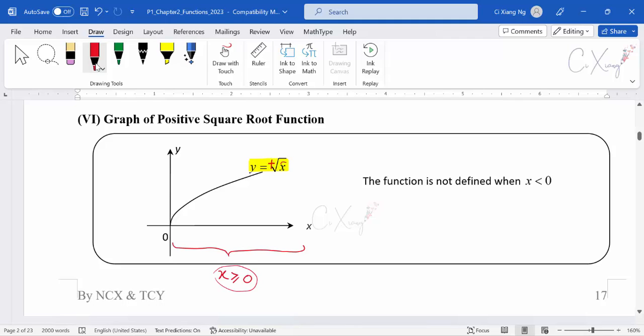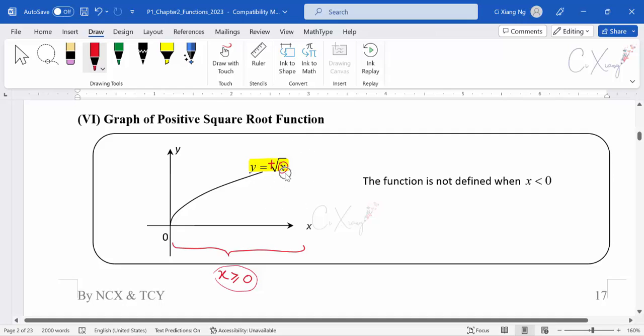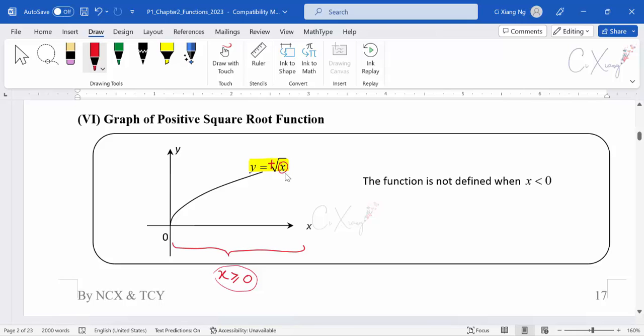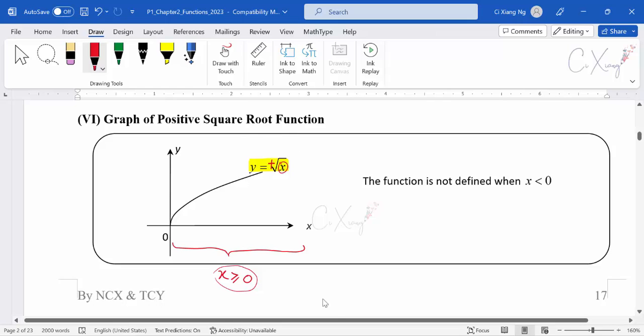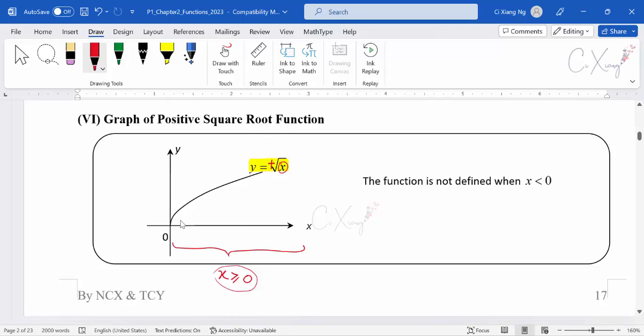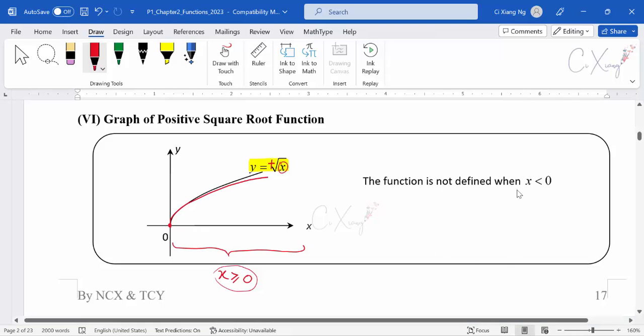If you put the value inside here, then only you get a value for the square root function. If, let's say, your x is negative, when you put it inside the function, then you won't get a value for the square root of a negative number. So you can see that the square root function only exists in the positive part of the x value. The function is not defined when x is smaller than 0.